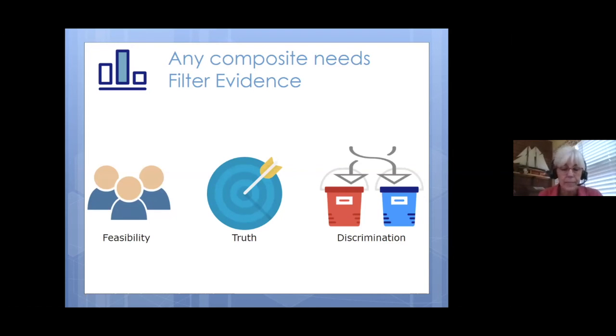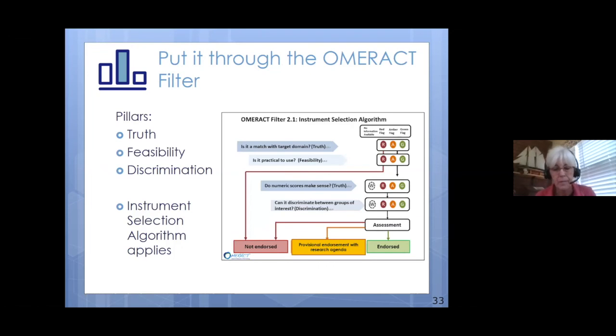Having good instruments make up the parts of the composite does not guarantee that the compilation of those parts into a composite will pass the filter. So put the whole composite through the filter. All parts of the OMERACT filter instrument selection algorithm, or OFISA as we know it, still apply, as will the guidance in the handbook about the measurement properties that you need to be looking at.